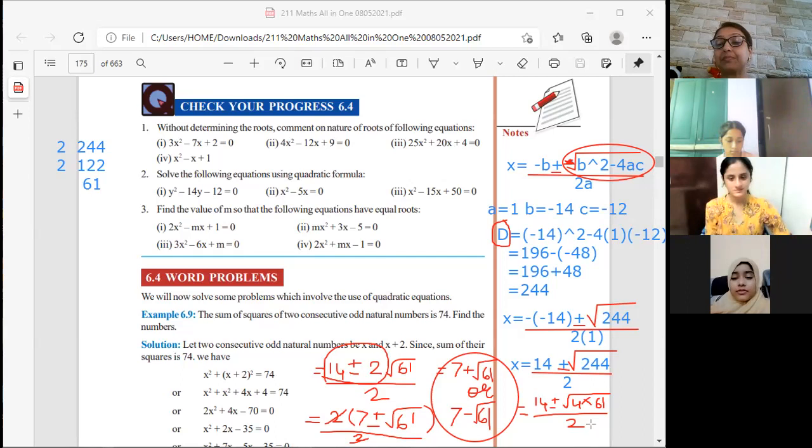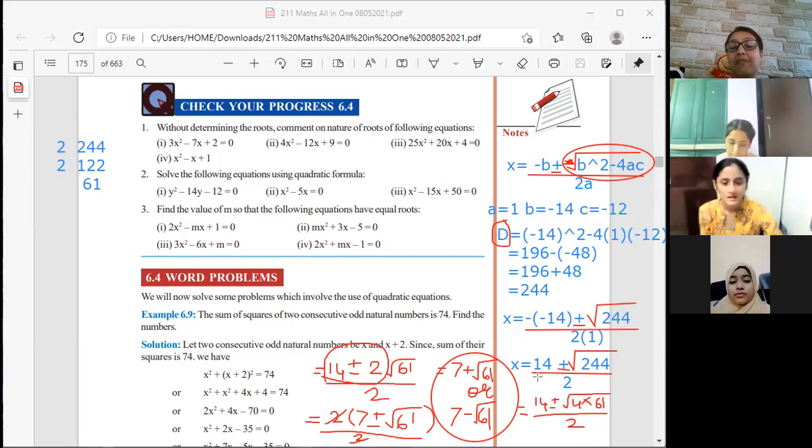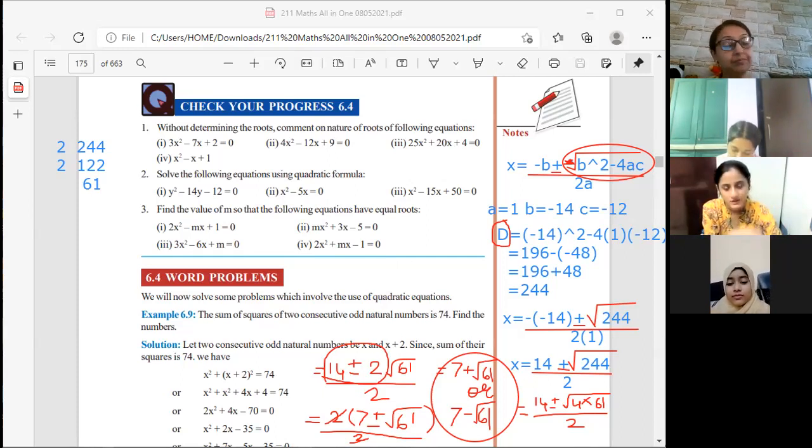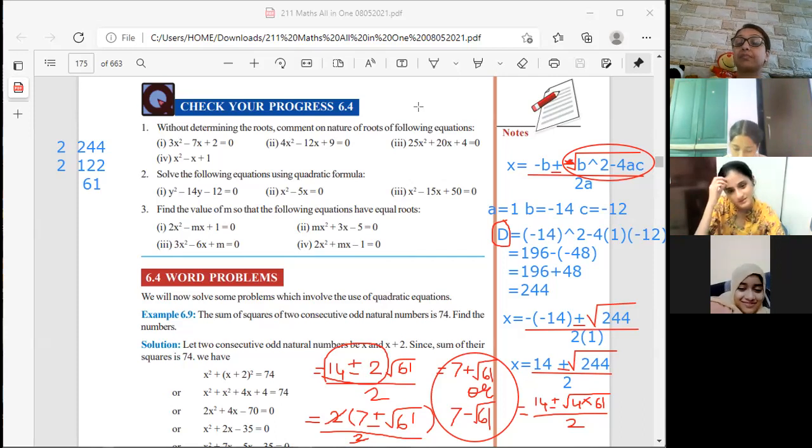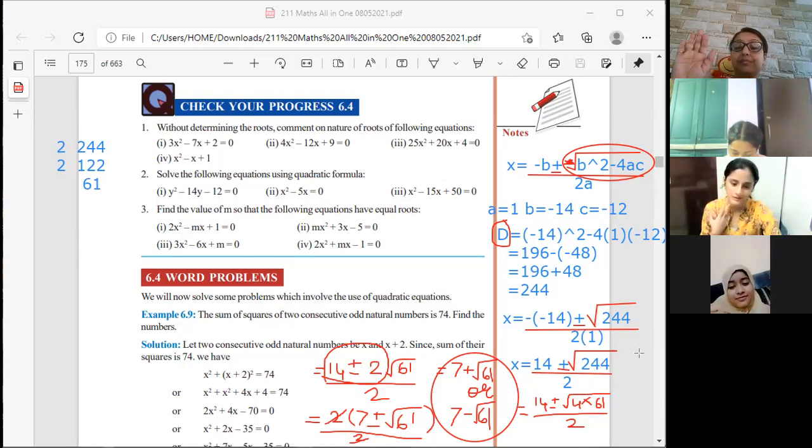Ma'am, can you explain the last step? Yes, yes. Now see what I have got. So this 14 goes on the other side? It is not going on the other side. It is remaining on the same side only. We are not taking it on the other side at all. It is on the same side. So what are we doing? How did it turn into 7?